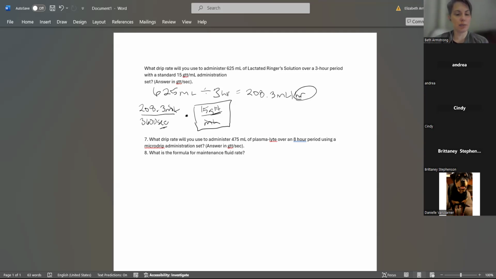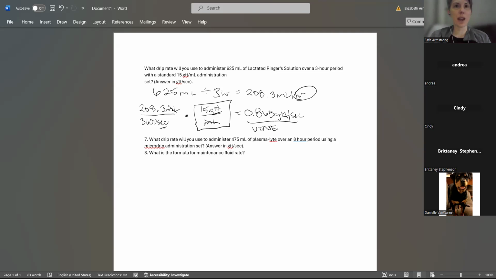So, 208.3 times that 15 divided by 3,600. You can do the math either way. You could do 208.3 divided by 3,600 times 15, either way. So that gives you 0.868 drops per second. So for the VTNE, this is your VTNE answer. You just have to go to there, which is pretty easy and nice, right?